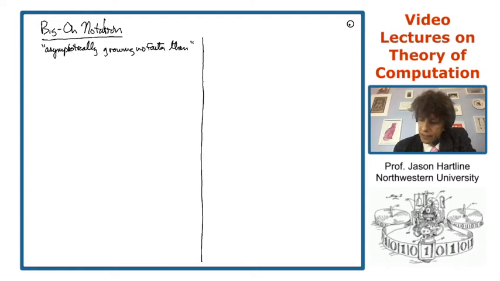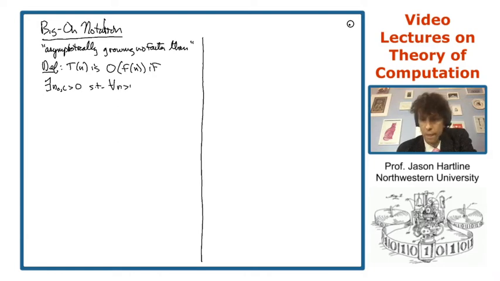Great. And so the definition will say a function t of n is order big O of f of n if there exist non-negative constants n naught and c such that for all input sizes n bigger than n naught, the resource usage t of n is at most c, a constant, times f of n.